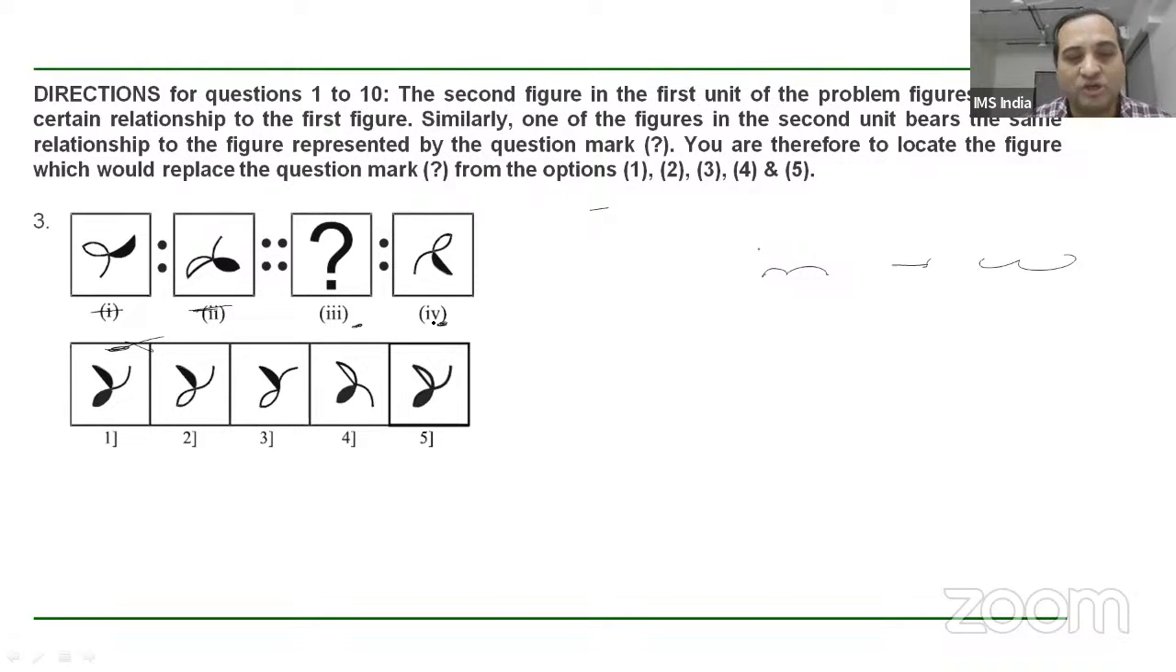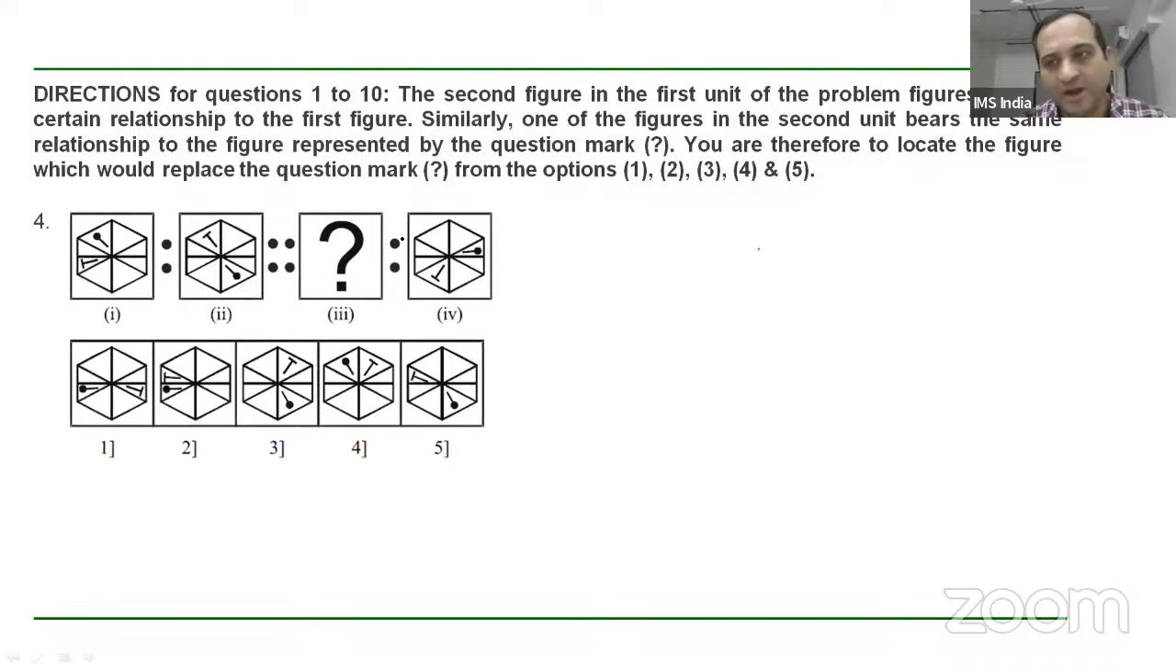Okay, so now you just need to check mirror plus water. If you take a mirror image, the curve will be on the right hand side, and then when you take the water image, the curve will be pointing upwards. The curve meaning I'm talking of this curve. Okay, so I want the curve to be upwards, and hence I can say that between 4 and 5, 5 is the correct answer. Okay, come on, let's move on to the next question. This should be relatively easier. Come on.